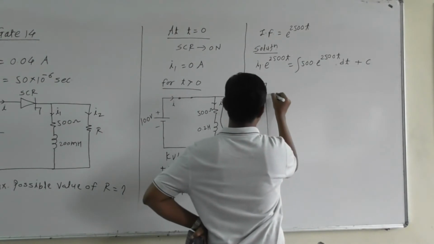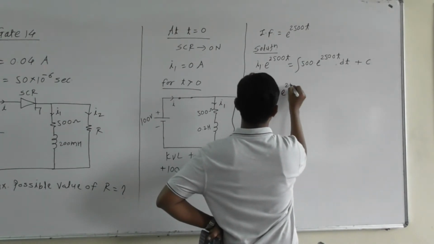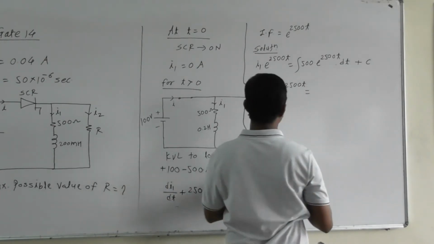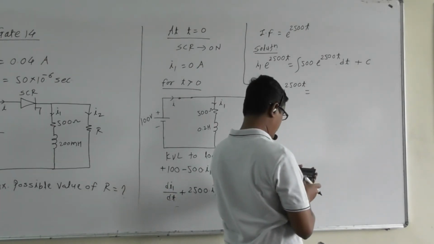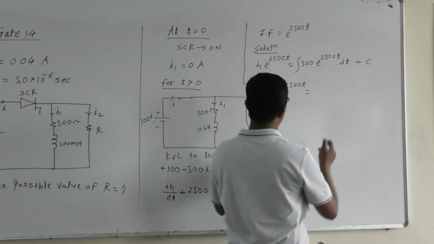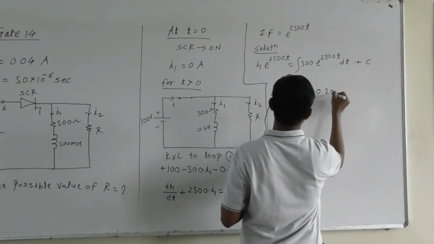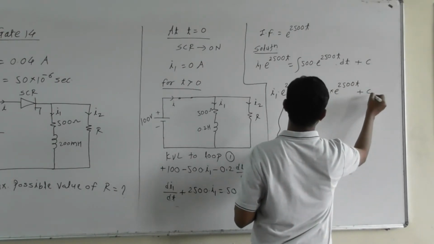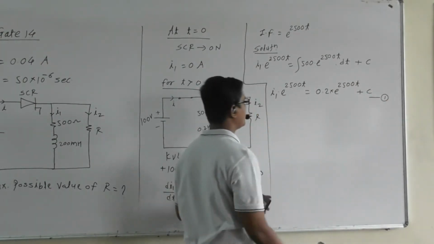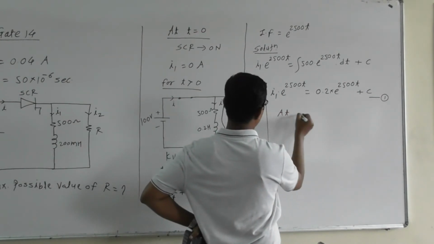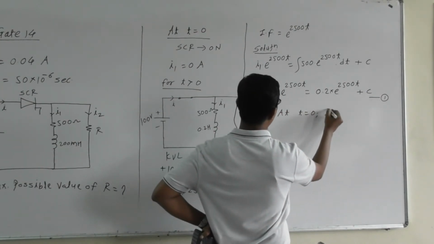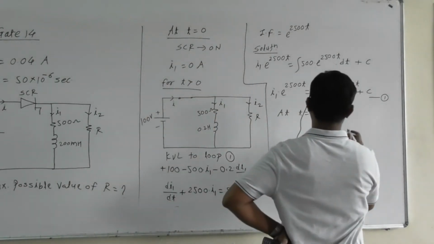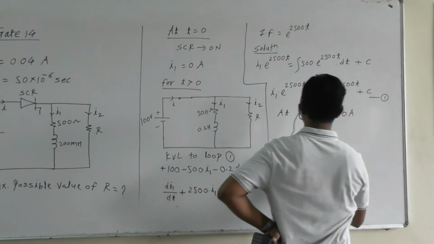So this can be written as I1 into e to the power 2500 into t is equal to 500 upon 2500, so it is 0.2, into e to the power 2500 into t plus c, considered as equation 1, right? And at t is equal to 0, what is I1? I1 is also 0, because the inductor was acting as an open circuit. So I1 is 0 ampere.